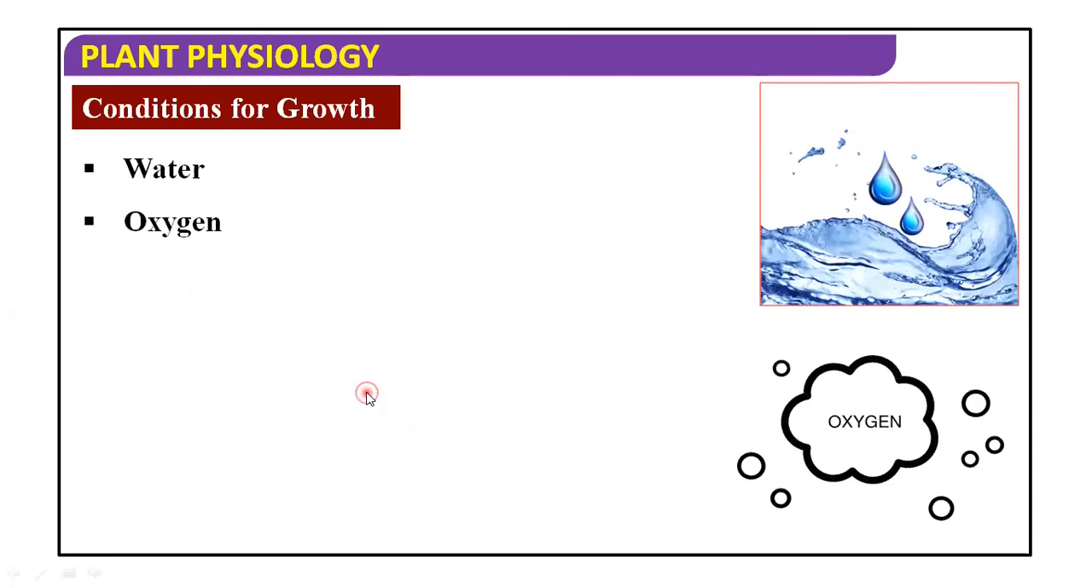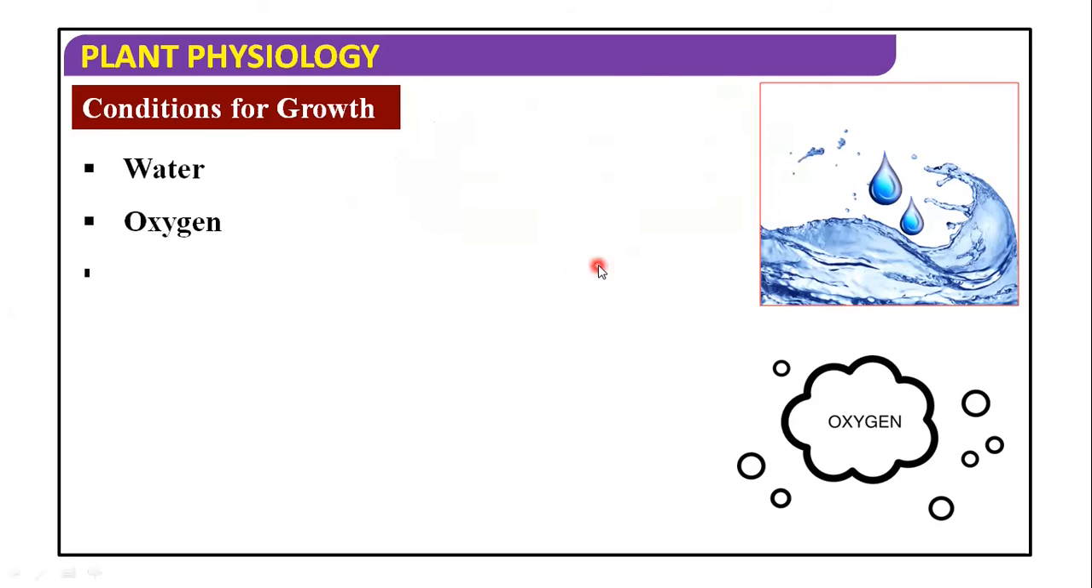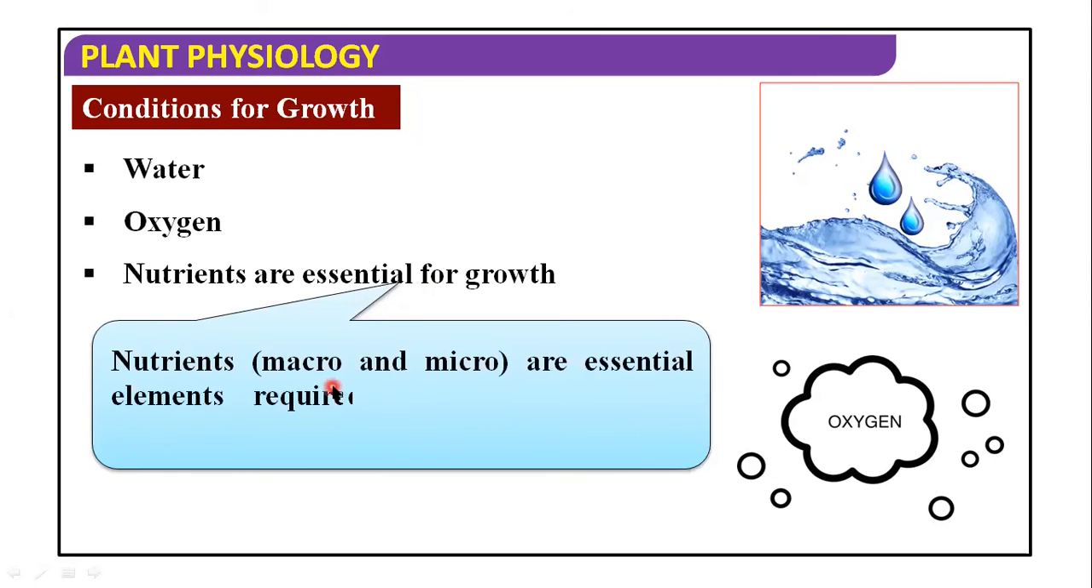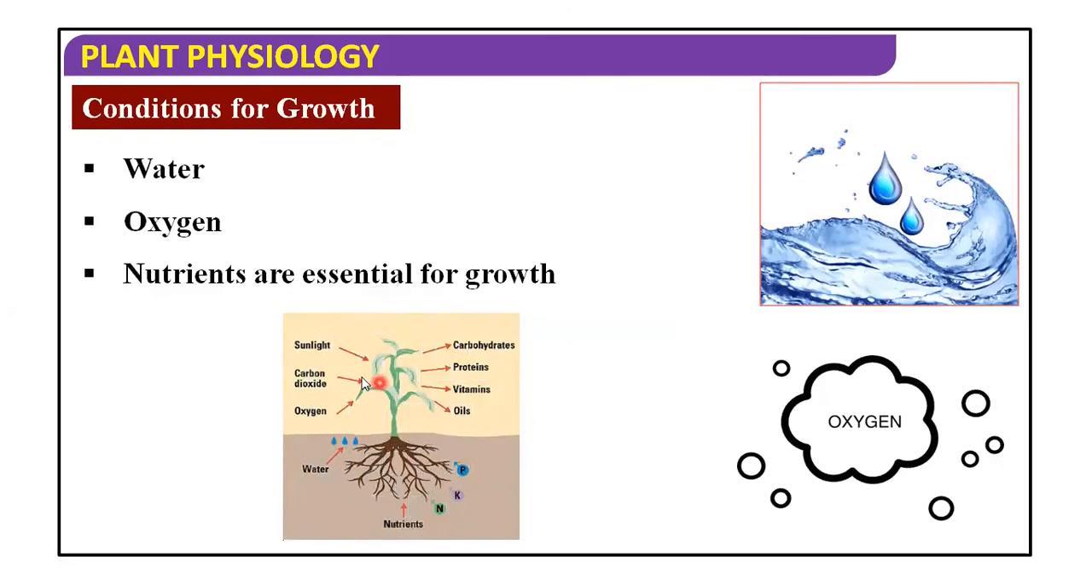Now oxygen. Oxygen helps in releasing metabolic energy essential for growth. Now the third one is nutrients, which are essential for growth. Nutrients means macro and micro. These two types of nutrients are essential elements required for the synthesis of protoplasm and act as a source of energy. So this is the plant absorbing nutrients, and oxygen and sunlight, everything is shown here, how important this is.